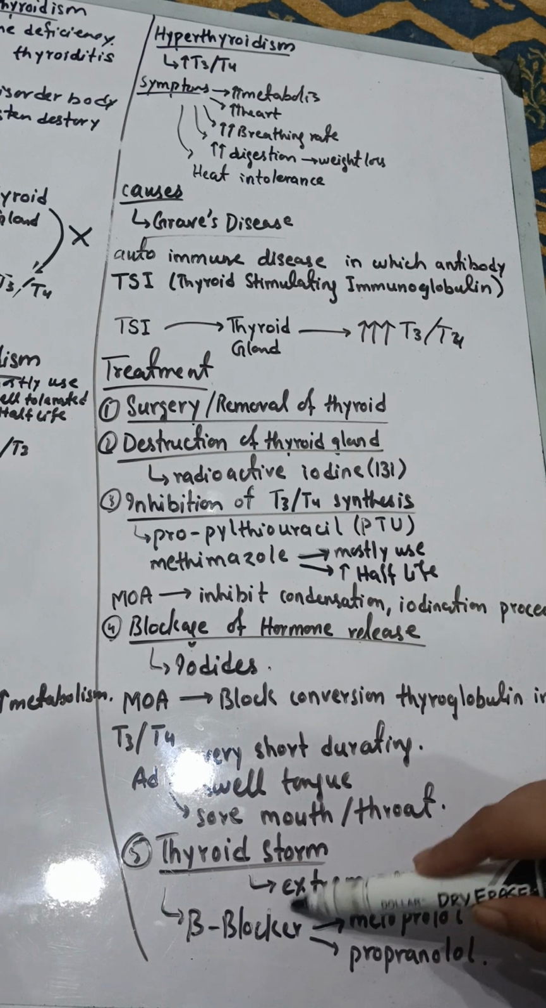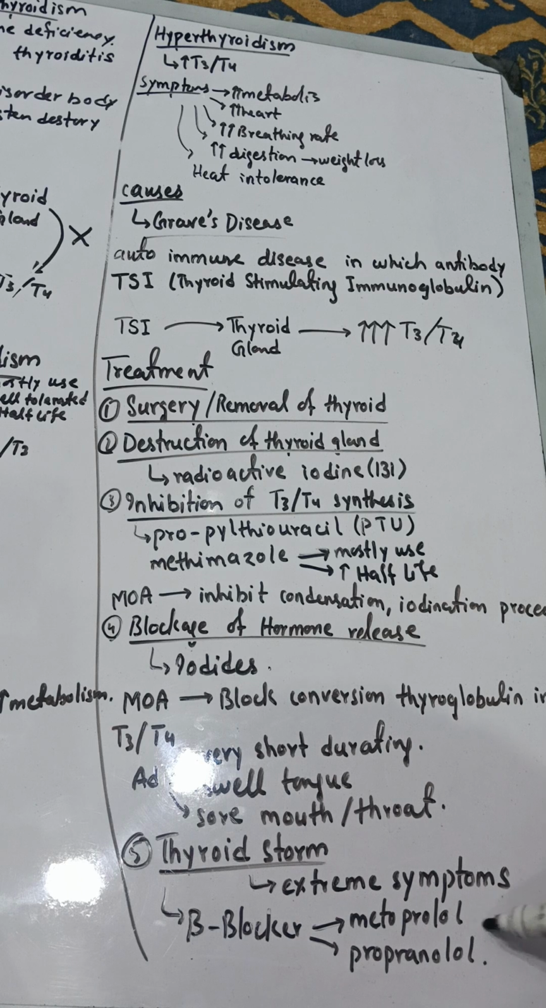Two beta blockers are used for that purpose: metoprolol and propranolol. Propranolol is a non-selective beta blocker which is highly effective and has a very long half-life, because once it is attached, it never leaves.